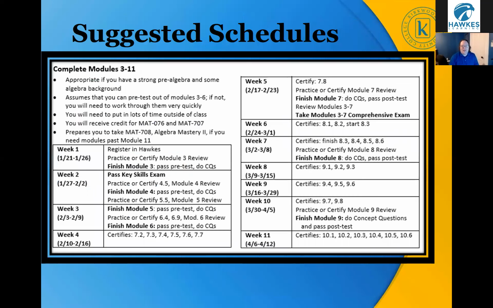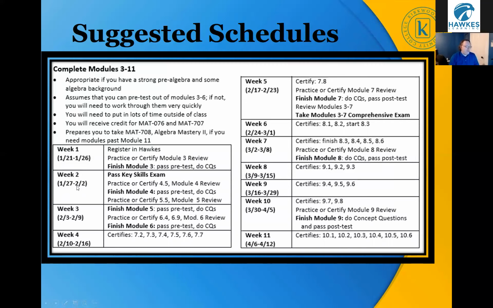Here's an example of one of those alternative or suggested schedules. So this would be for someone completing modules 3 through 11, which is preparation for college math and algebra mastery 1. It tells them that they'll receive credit for those 2 classes, and then just has a breakdown by week.